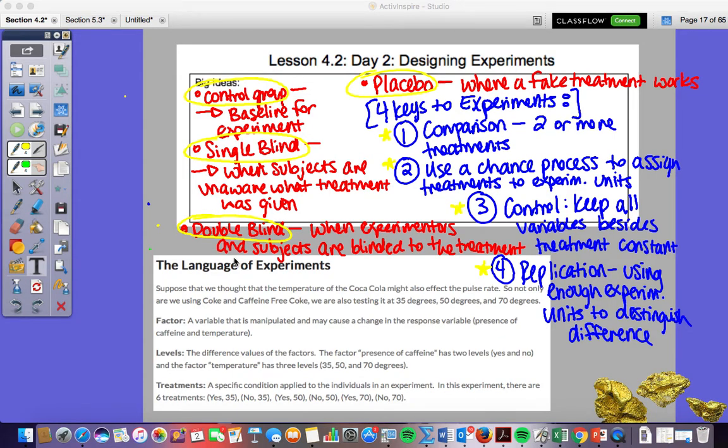Is this going to be blind? Let me get some tickets here. Is this going to be blind, yes or no, and why? No, it will not be blind. Or it will be partially blind. Why do you say that, Alex? They will definitely know the temperature of the drink because they can tell, but they won't necessarily know that it's caffeine.